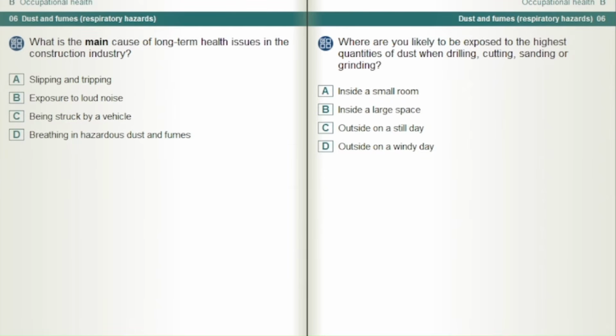What is the main cause of long-term health issues in the construction industry? Slipping and tripping, exposure to loud noise, being struck by a vehicle, breathing in hazardous dust and fumes.